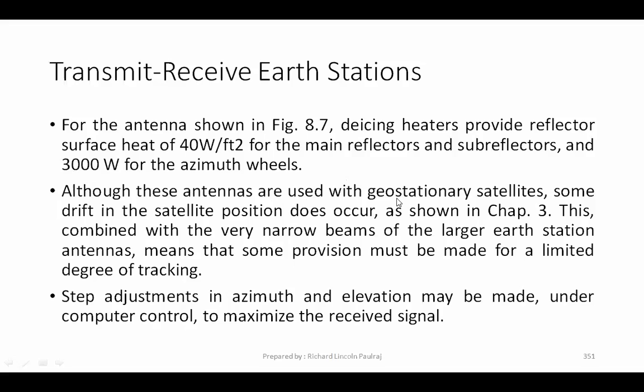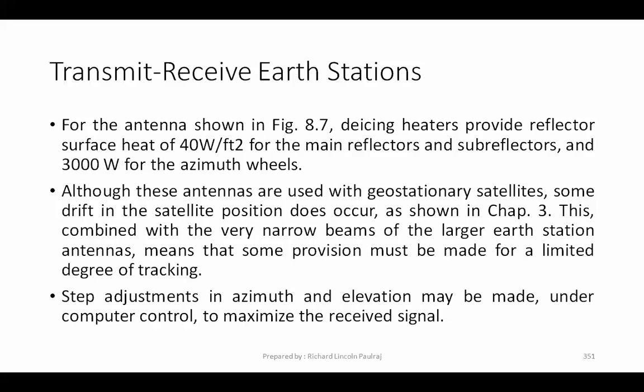Although these antennas are used with geostationary satellites, some drift in satellite position does occur. We have seen this satellite drift extensively in our previous modules, as to how to tackle it and how TT&C comes into the picture. This, combined with the very narrow beams of larger Earth station antennas, means that some provision must be made for a limited degree of tracking. So that also is another challenge.